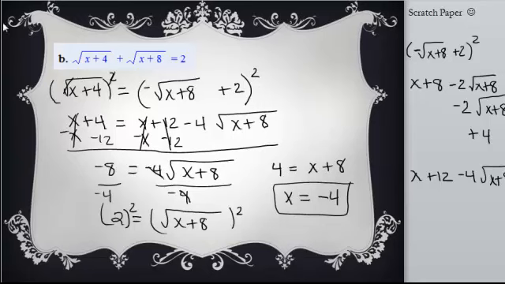I guess we could do that really fast. Right here, -4 plus 4 is 0. Square root of 0 is 0. Here, -4 plus 8 is 4, and the square root of 4 is 2. 0 plus 2 is 2. So that one does work.